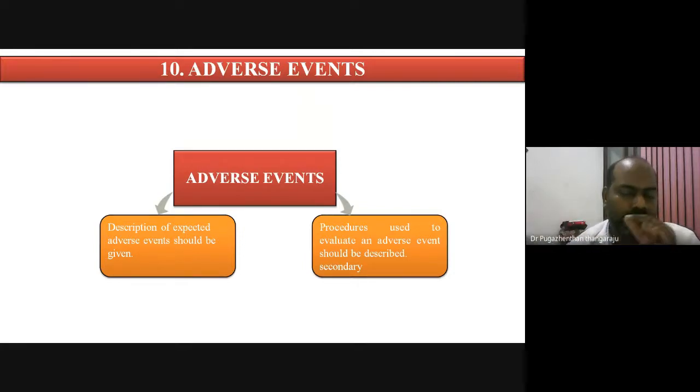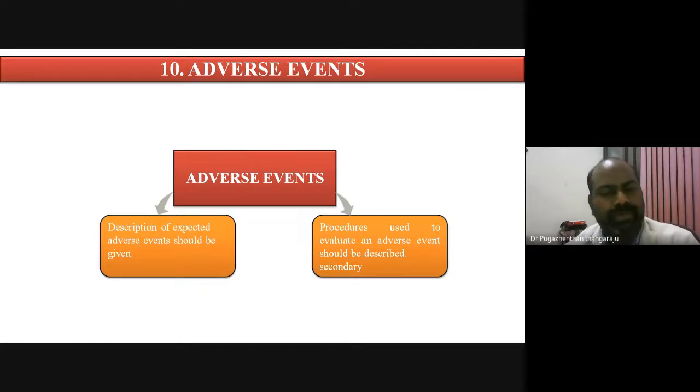Even a small complaint or piece of information given by the participant cannot be ignored, and it has to be noted and classified into various categories of reaction. So this categorization of the information regarding adverse events should be a part of the clinical trial protocol.